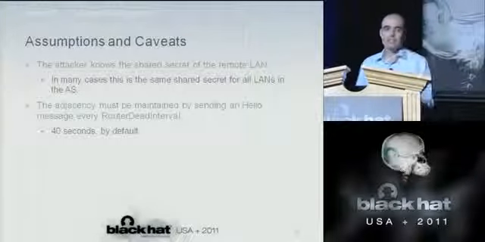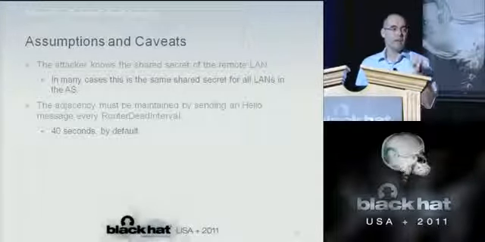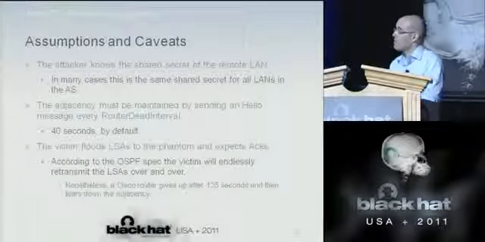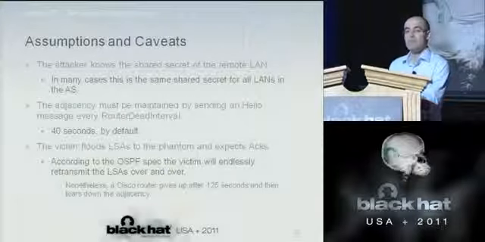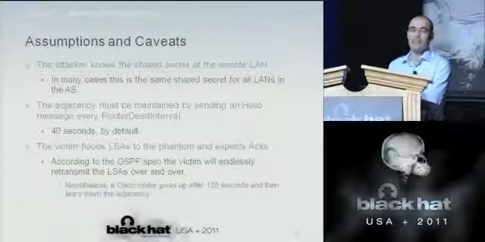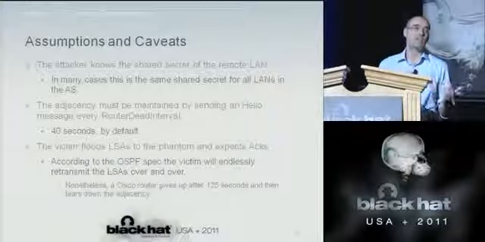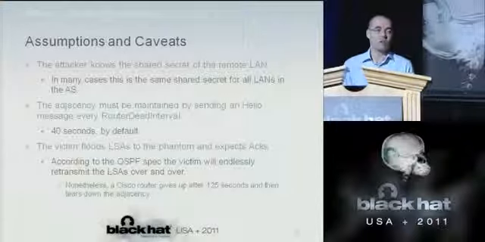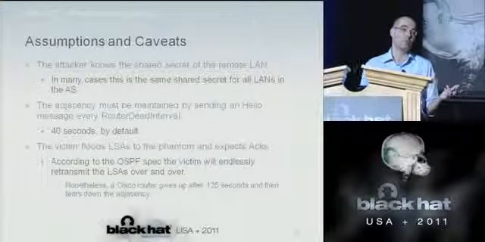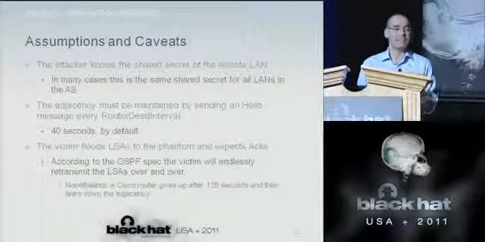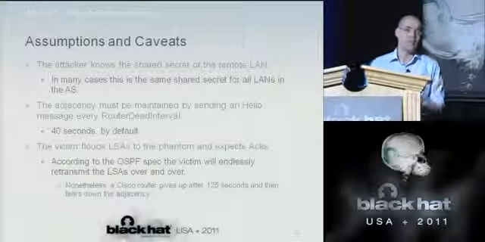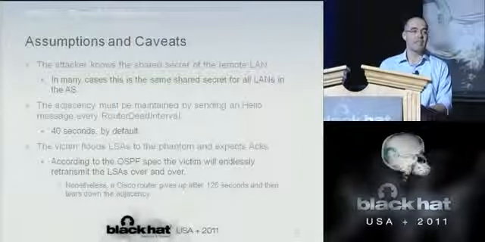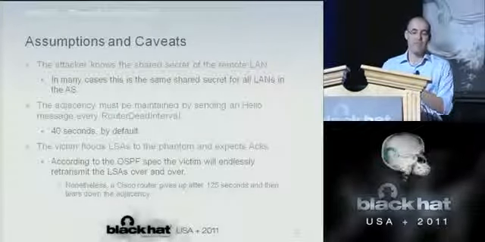The hello message is pretty much the same first hello message you've seen in the attack sequence. And the last caveat is that once the victim receives an LSA, he now floods it to all its neighbors. That includes the phantom LSA, the phantom router. And he now expects an acknowledgement, but the phantom isn't there to send this acknowledgement. So the acknowledgement will never be received by the victim.